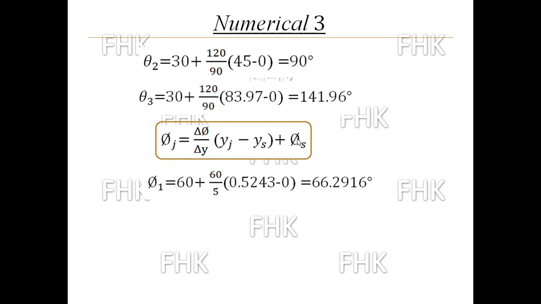66.2916 degrees. Starting phi is given as 60 degrees, plus delta phi, which is final phi minus starting phi. That difference is 60, where delta y is 5. The value of y1 is 0.5243 minus y starting, which is 0. After solving this equation, I am getting phi 1 is equal to 66.2916 degrees.